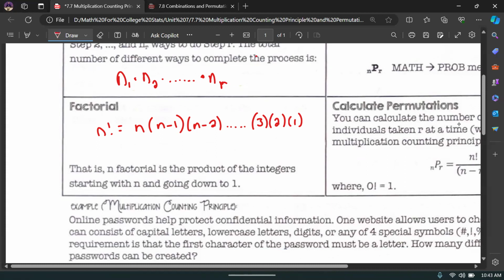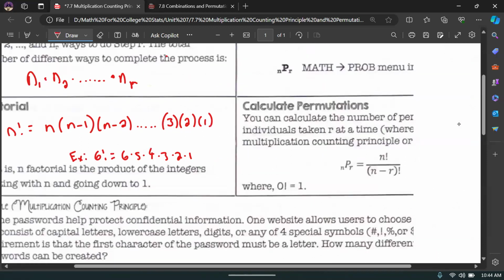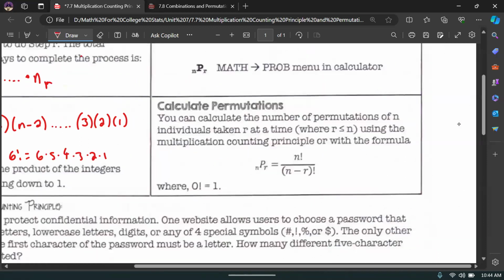As an example, 6 factorial would equal 6 times 5 times 4 times 3 times 2 times 1. 9 factorial would be 9 times 8 times 7 times 6 times 5 times 4 times 3 times 2 times 1. So whatever that factorial is, you start at that amount and you multiply every single number down to 1 all together. Does that make sense? Hopefully that makes sense.